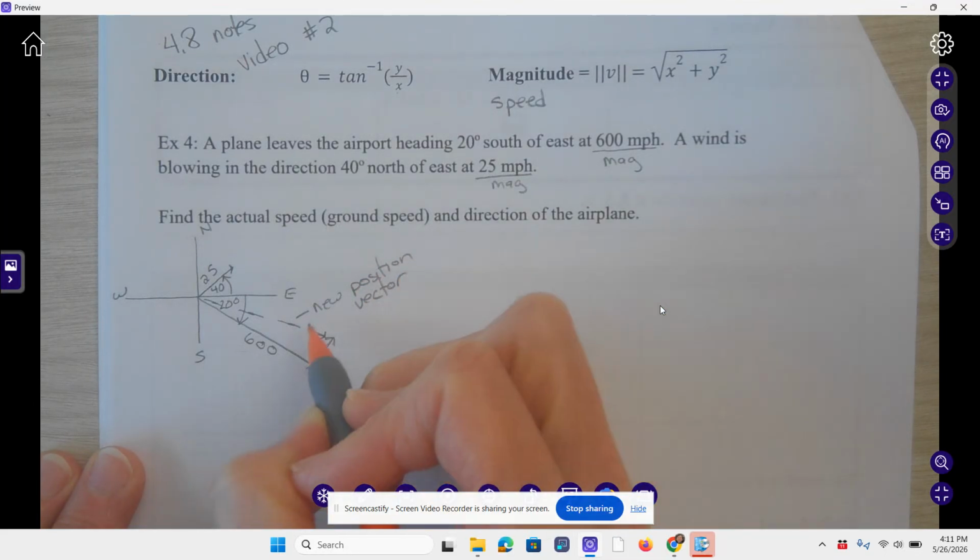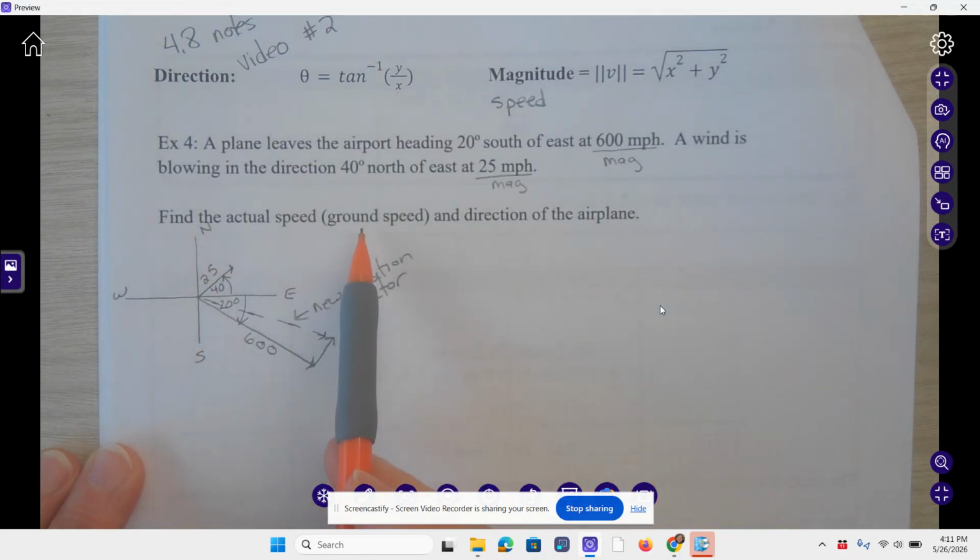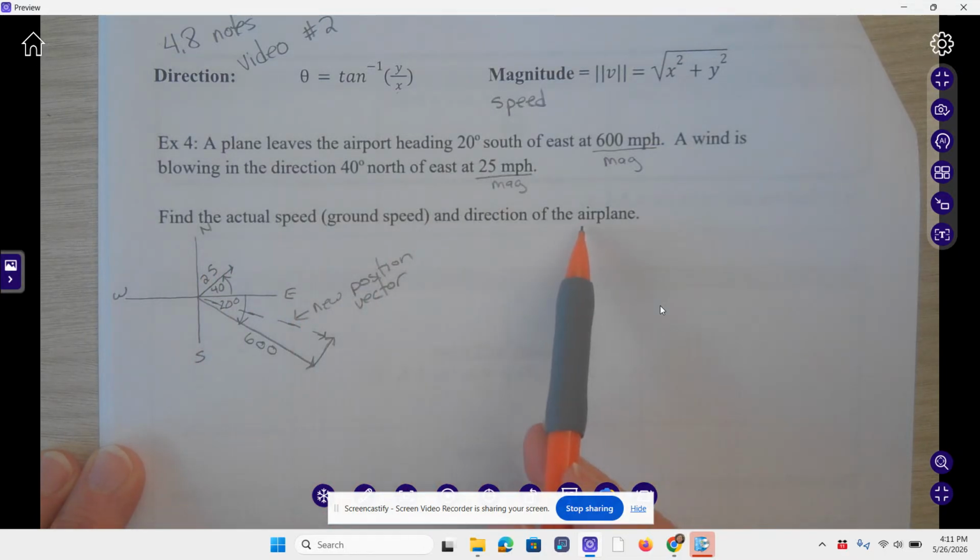Okay, now what the question is asking, find the actual speed and direction of the plane. So I guess I could have called this actual, is what I'm calling the new. This is the direction and the speed that the plane is heading in right now, but the wind is pushing on it, and this is its actual vector. So this will provide the actual speed and direction. So we need to write this vector.